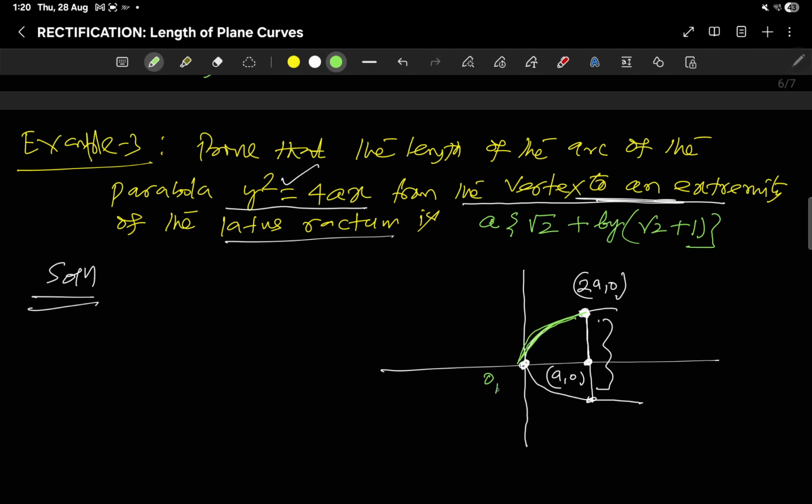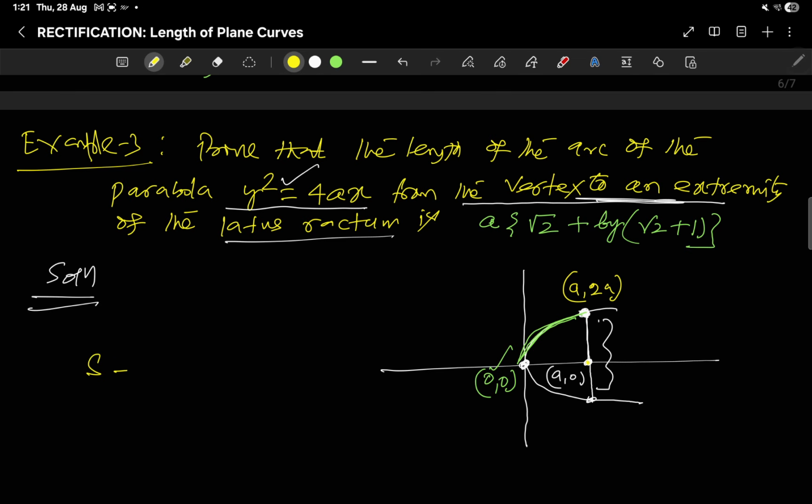What is the coordinate of the vertex? It is (0, 0). So the limit we can take from 0 to 2a in view of x. Sorry, this coordinate will be (a, 2a), because this is (a, 2a). So what is the length of the arc here?